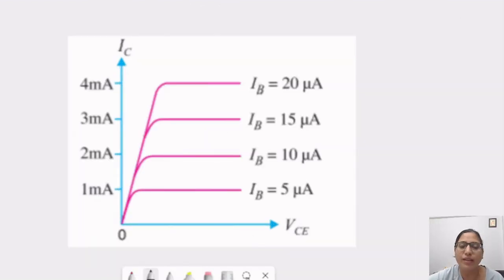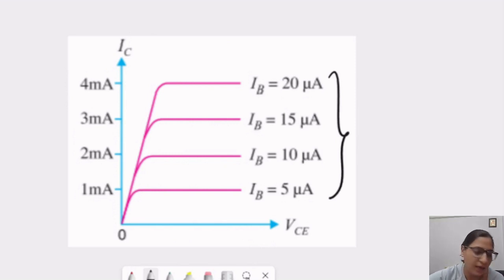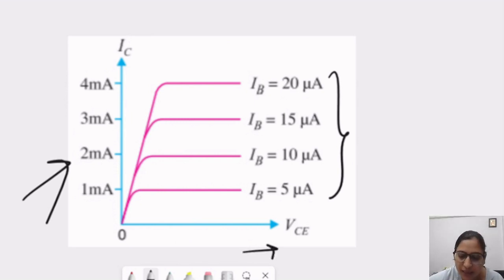This is the output characteristic graph of common emitter configuration. In this we can see that we are keeping IB, which is the base current, constant at 5, 10, 15 and 20 microampere, and accordingly we will get IC, which is the collector current. It is the output, so on the vertical axis we have the output current IC, and on the horizontal axis we have the biasing voltage of collector emitter, which is VCE.